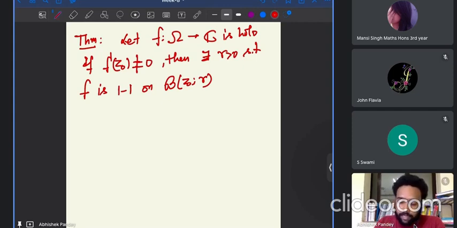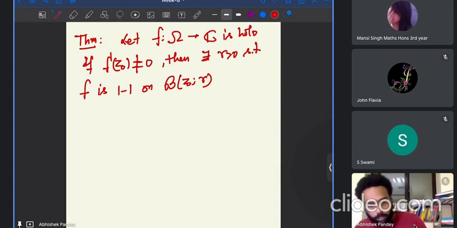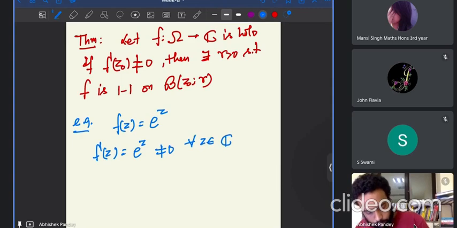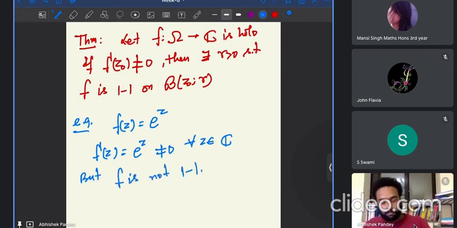So suppose f dash of z is non-zero throughout the domain omega. It doesn't mean that f is one-one throughout the domain omega. For example, let's keep this in mind. f(z) is equal to e to the power z. Okay, f dash of z is again e to the power z, which is non-zero for all z belonging to C, but f is not one-one, although by this theorem it is locally one-one.